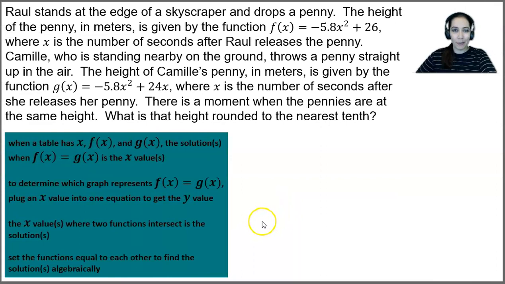Now that we have Chloe's tips and tricks, we can see that if you set the functions equal to each other, you can find the solution to this problem algebraically. Before we start with that, let's look at some of the information they gave us.